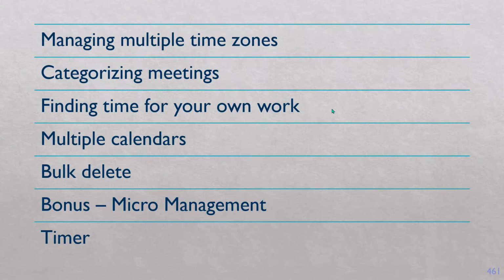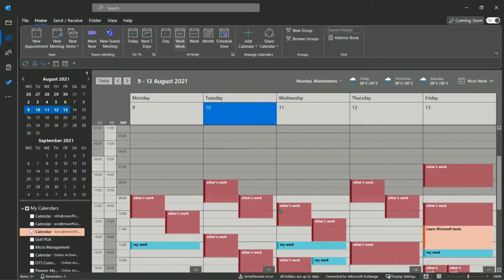Now categorizing meetings. You will notice that in my calendar, each meeting has a different color. That's important. Why? Because some meetings may be arranged by you. Some meetings someone else has arranged and you're attending. So bare minimum, you should have that clarity. What clarity should you have? Which is my meeting and which is others' meeting? Doesn't that make sense? So color code this thing.